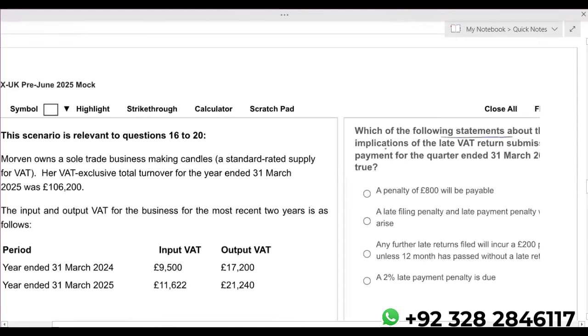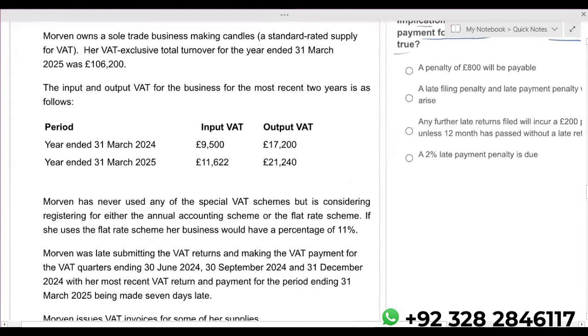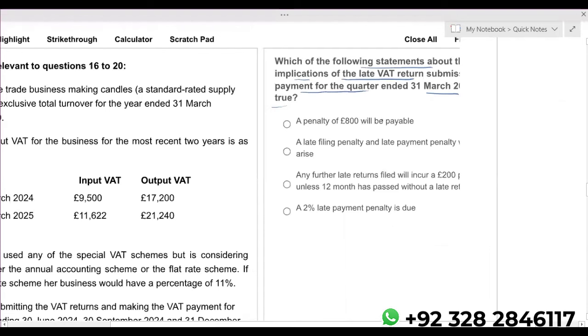Which of the following statements about the implication of late VAT return submission payment for quarter ended March 25 is true? Actually, they are already late 4 times. A penalty of 800 will be payable, no. A late filing penalty and late payment penalty will arise. Any further late return filed will incur £200 unless 12 months has passed without a late submission of the VAT return.